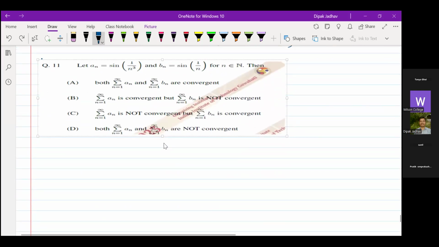Summation Bn. Summation sin 1 by n. This is option B. Satyaprata said option B. So this is divergent. Divergent. Very good.